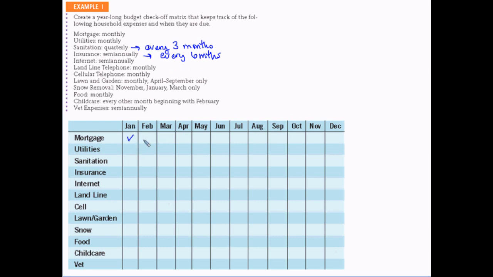Mortgage you pay every month, till you pay the house off. Utilities you pay every month, you know, until you live in a tent. Sanitation every 3 months, quarterly. Now it doesn't say when it starts, so we're just going to start it in January. So January through March, and then April through June, and then July through September, and then October through December.